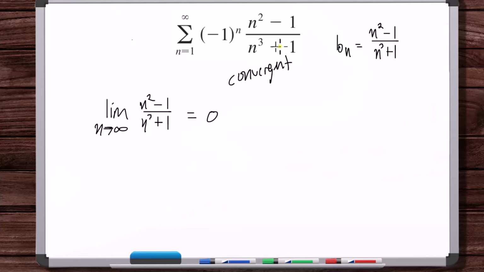Now, the problem we worked earlier, when we just had this as a non-alternating series, that was divergent. And so, just to note, this is conditionally convergent. Right? The absolute value series is not convergent, but this is. It's like the harmonic series.